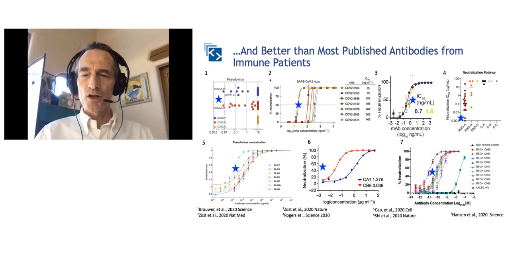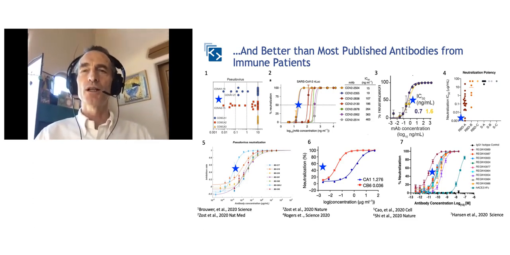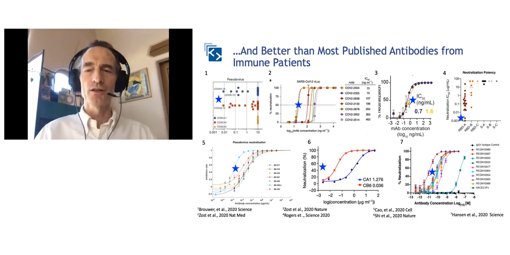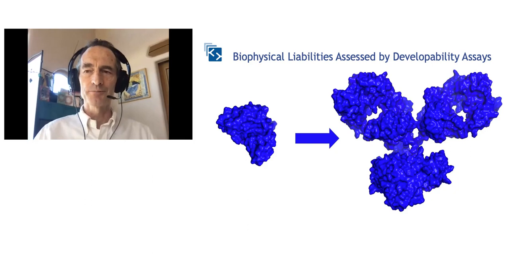This is a bit of a surprise because the dogma with naive libraries is that you really need to affinity mature after you've selected. And what we're finding here is that the affinities coming straight out of naive libraries are pretty good. So now I'd like to briefly go through developability.